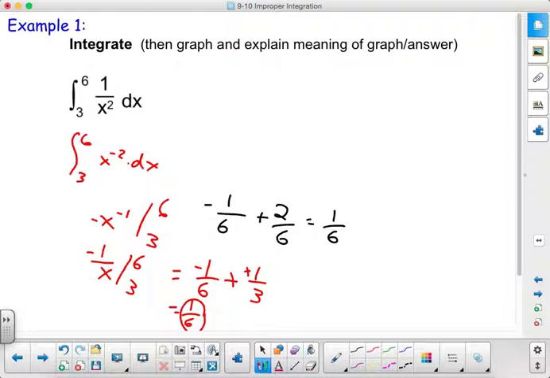What's this look like as a function? If you graph this, I'm going to take a moment to do it real fast. What's this look like as a function? 1 over x squared.